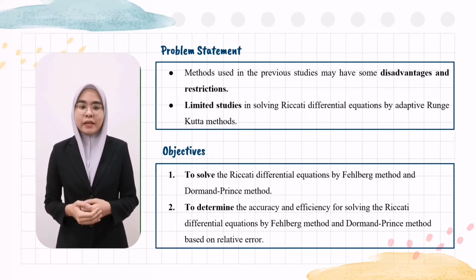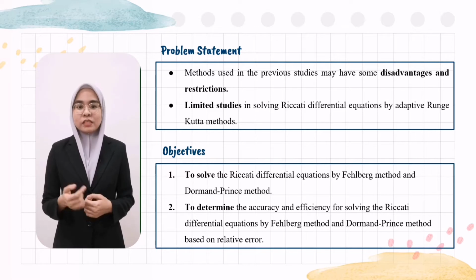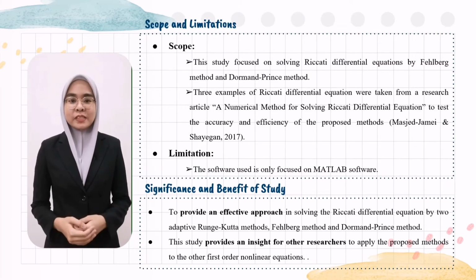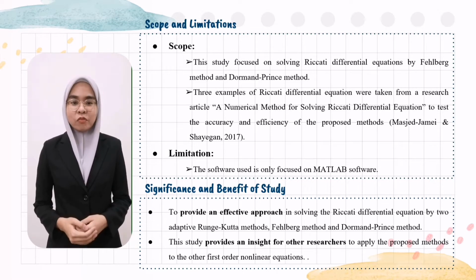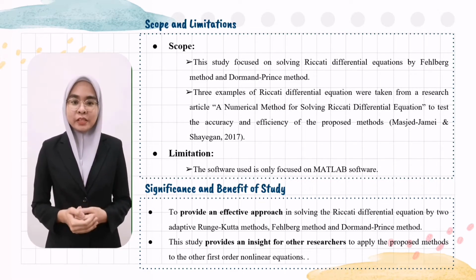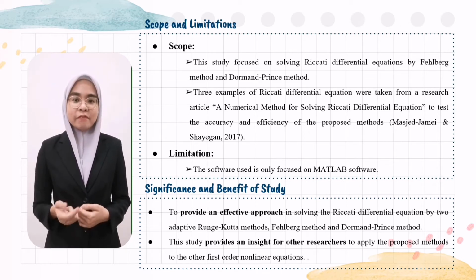Next, this study aims to determine the accuracy and efficiency for solving the Riccati differential equation by Fehlberg method and Dormand-Prince method based on the relative error. The scope of this study is to solve the Riccati differential equation by Fehlberg method and Dormand-Prince method. Three examples of Riccati differential equation were taken from a research article to test the accuracy and efficiency of the proposed method.